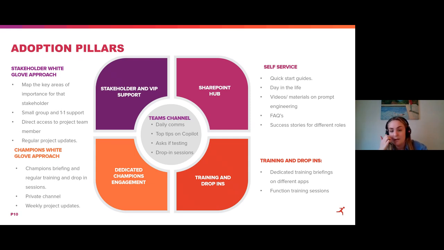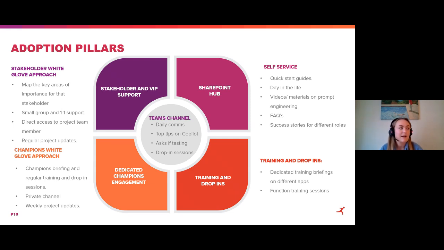The next is around our champions or focus group, if we want to call it that. We really want to have a dedicated focus group. So if we're looking at an EAP or a pilot or an initial cohort of 300 people, we want to have a focus group of champions who are maybe about 30 people who are going to give us that real insight into the different role types in their function. So we want to treat these guys with a little bit of a white glove approach. They will have some briefing sessions. We will create a more private area for them to share back, and we will make some more asks of them. And I'll share a little bit more about gives and gets a little bit later on.